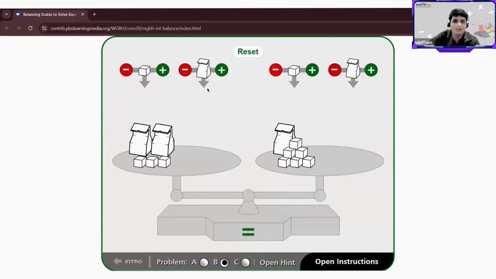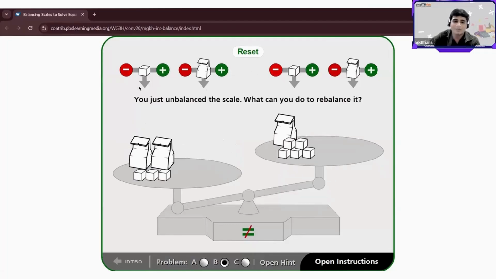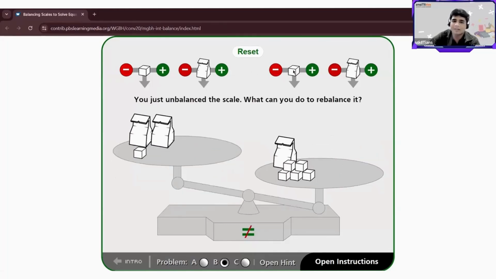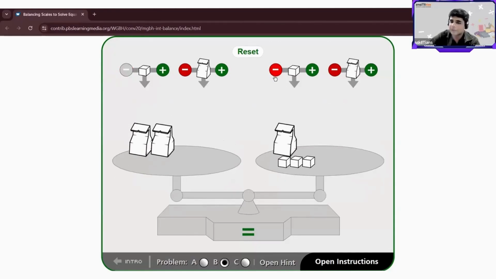Okay, what are they doing? Remove from here, remove from here. Whatever I do to one side, I do to the other side, and the weighing scale just remains balanced. Is this clear, everybody? Any doubts?